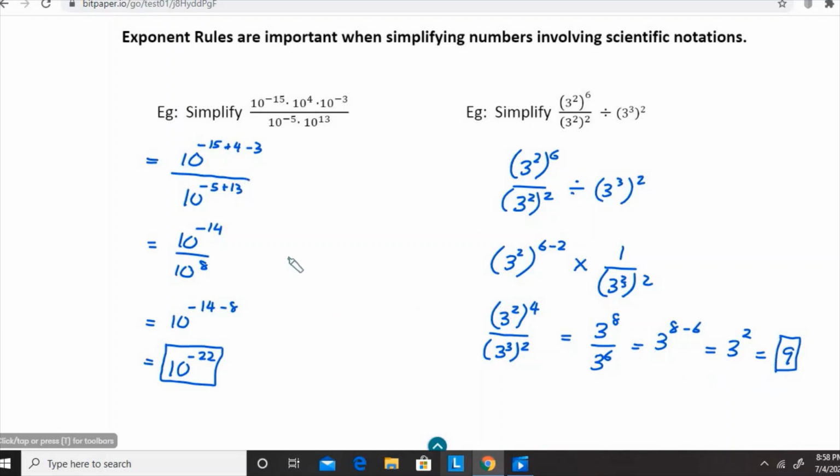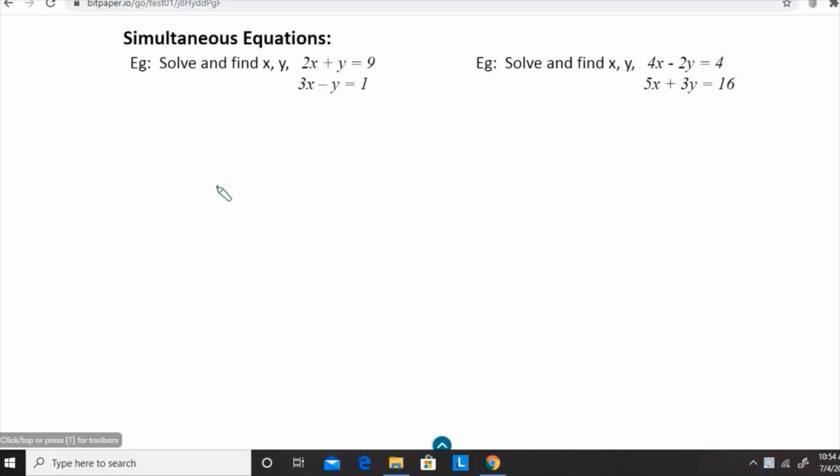So this basically gives you some idea about exponent rules and how to apply them to simplify expressions, which is very important, as I told you, in physics. Another section that is important is solving simultaneous equations. So I'll explain this using these two examples. So the first example gives you two equations, 2x plus y equals 9, 3x minus y equals 1. So we have to solve them and find x and y.